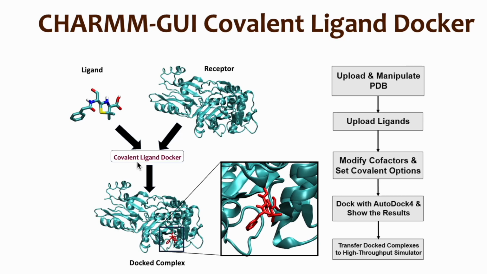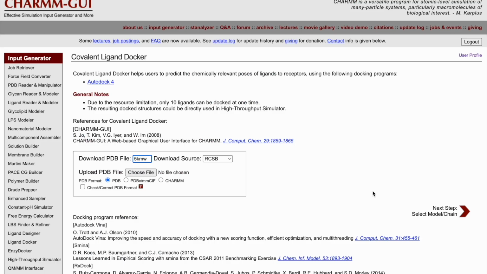Covalent docking is one type of molecular docking specifically for sampling conformations of covalent ligands to the receptor. CHARMM-GUI now supports the AutoDock 4 program for covalent docking. In this video tutorial, we will show how Covalent Ligand Docker handles a protein complex with a ligand in pre-reactive form. The structure 5K-MW is a beta-lactamase mutant in complex with penicillin.